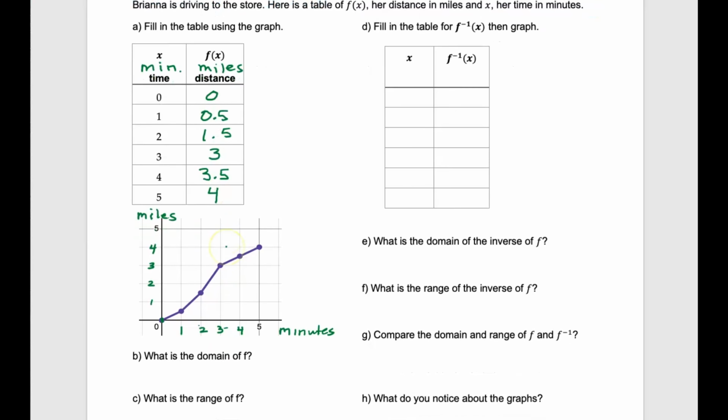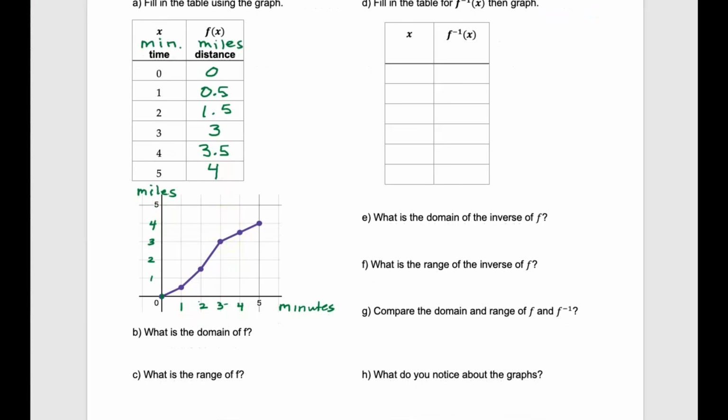Okay, so now that we have that filled in, let's talk about what the domain of f is. So remember that the domain are our x values. Now, these are specific points that are on there, and we can see those points labeled. However, since we're dealing with time, it's this continuous kind of function that we have here. So our domain is going to be, we're looking at it from left to right, furthest to the right it goes is 5 minutes. So from 0 to 5, including 0 and 5, so make sure those are in the square brackets.